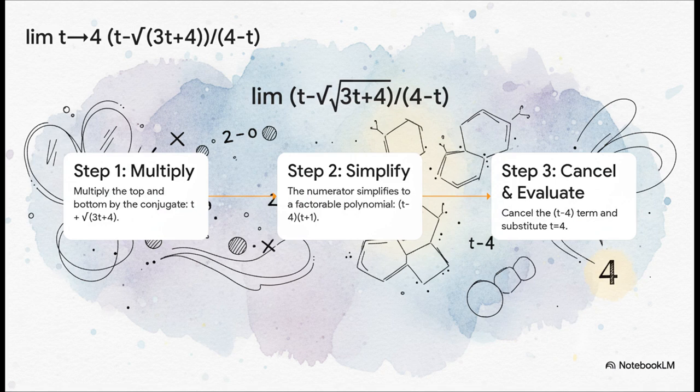Again, direct substitution gives us 0 over 0. No good. The trick here is to multiply both the top and the bottom by the conjugate of the numerator. That just means you take the expression and flip the sign in the middle. When you do this, it's kind of like magic. The numerator simplifies into a nice polynomial that we can factor, and what do you know? A t minus 4 term appears, which is exactly what we need to cancel out the term in the denominator that was causing our 0 over 0 problem.